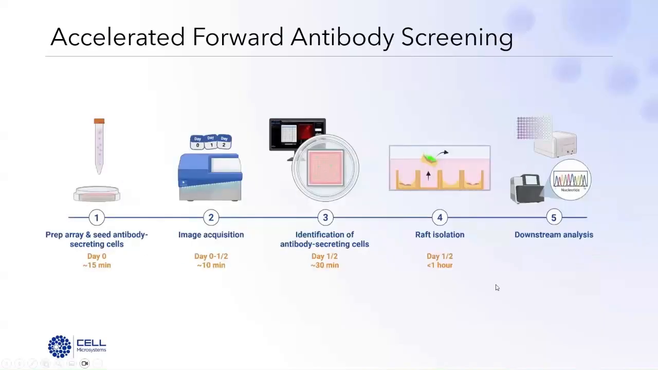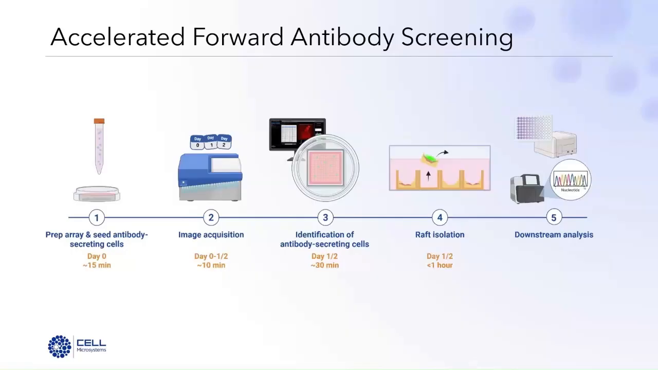So what this translates to in your lab or in ours, if you want to work with us to build out these assays, is a very accelerated, rapid forward antibody screen. Prepping the array and seeding the antibody-secreting cells is very fast. We can segregate thousands of cells in minutes. Seeding the array is no longer than basically 15 minutes of pipetting time. Once you perform your image acquisition, it takes 10 minutes over the course of 1 to 2 days.